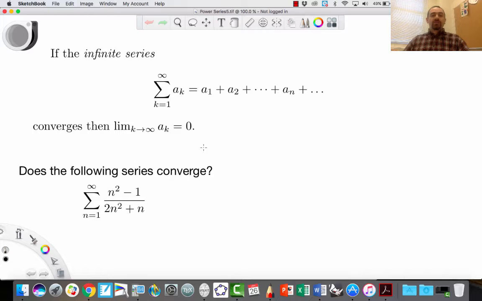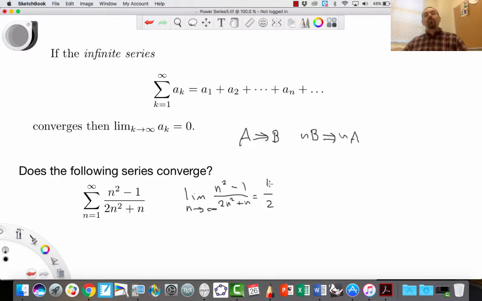Well, if I take the contrapositive of this statement, if A then B, the contrapositive is not B implies not A. So, if the series converges, then the limit is zero. So I'm saying if the limit is not zero, then the series does not converge. So I'm going to use that. I'm going to investigate this limit, the limit of the sequence now, not of the series. And you'll notice here, the sequence converges to a half. So the sequence is convergent, but it does not converge to zero, meaning the series, whatever it does, cannot converge. So this does not converge.